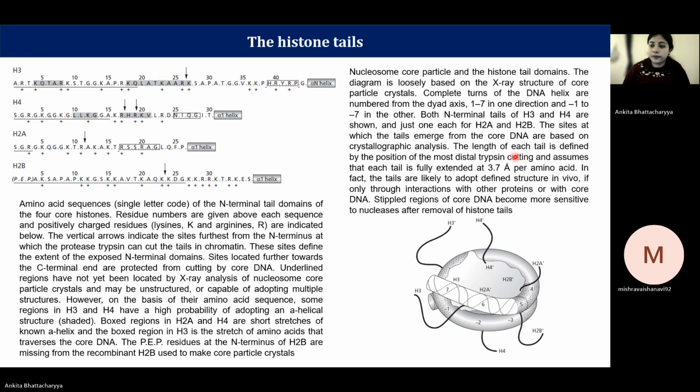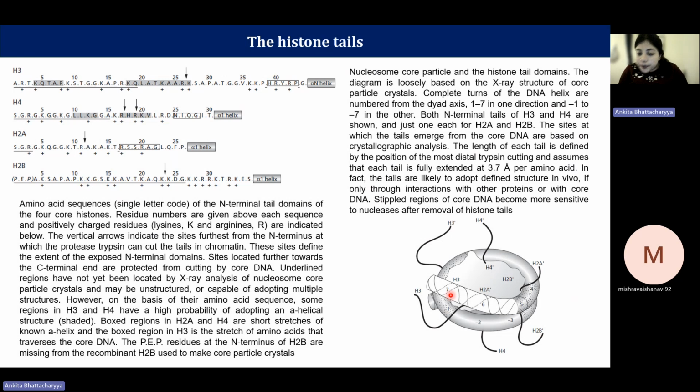And yeah, these are the various key characteristic features of the histone tails. So this is the diagram that was proposed based on the information that was available at that point of time. The nucleosomal core particle and the histone tail domains. The diagram is loosely based on the X-ray structure of core particle crystals. Complete turns of the DNA helix are numbered from the diad axis 1 to 7 in one direction and -1 to -7 in the other.